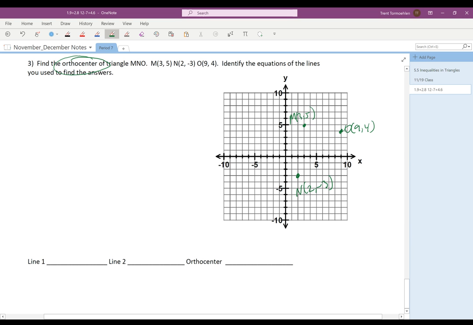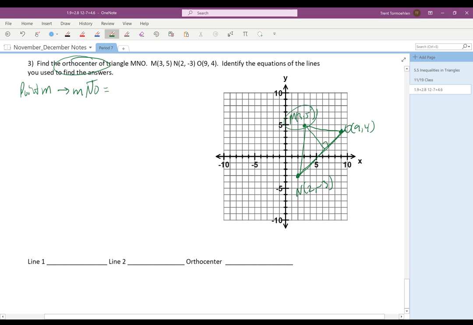And so we need to find a couple altitudes. You only need 2 of them, even though there are 3 altitudes in the triangle. And the way that you find an altitude is by finding a line that goes through a vertex and is perpendicular. And so you need to find the slope of the line that you need to be perpendicular to. For example, if we want the altitude through point M, then we need to find the slope of NO.